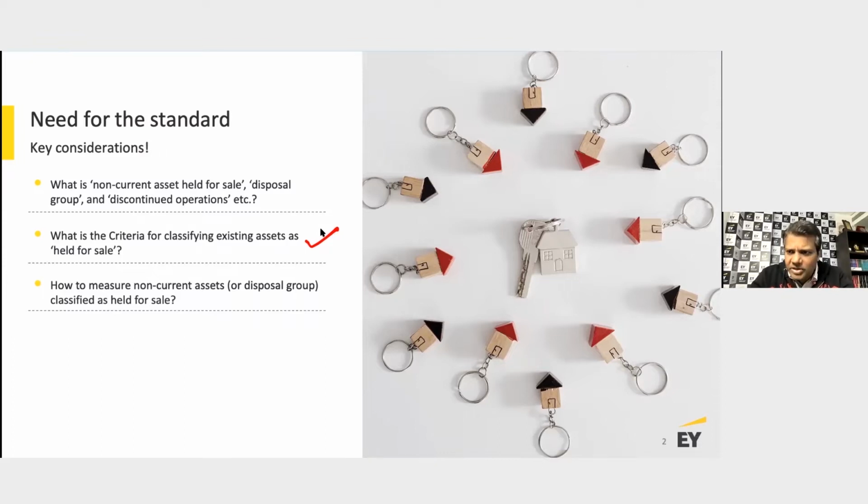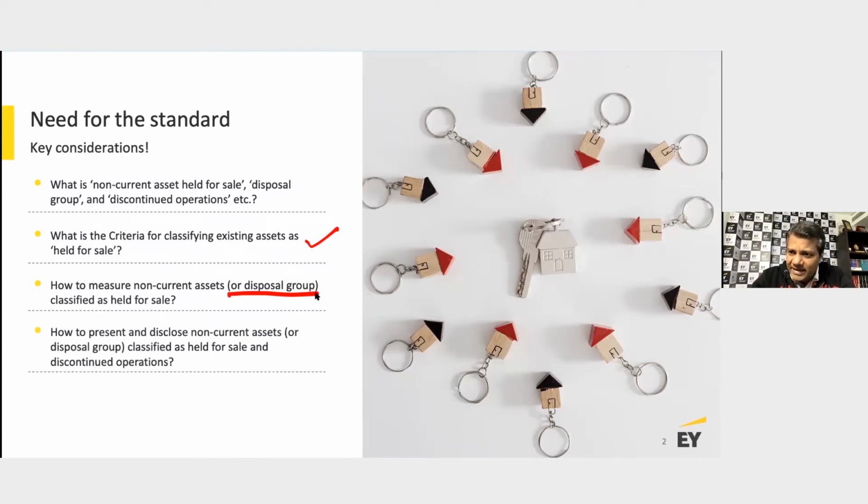How to measure non-current assets which are classified as held for sale. We will also understand how you measure the non-current assets which are classified as, or the disposal group. You will hear this term disposal group time and again during this conversation. So how do you measure the non-current assets which are classified as held for sale?